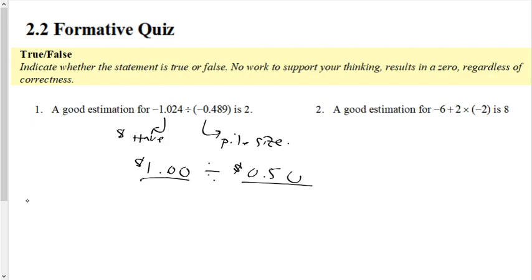Riley, how many piles of 50 cents can I make with $1? 2. So my answer is 2. Then I go back to my signs. Division rules apply. A negative divided by a negative is a positive. So therefore, my estimation is 2, which means true. True dat.